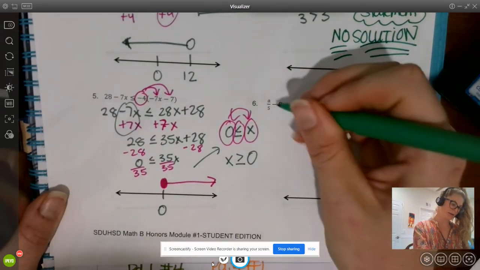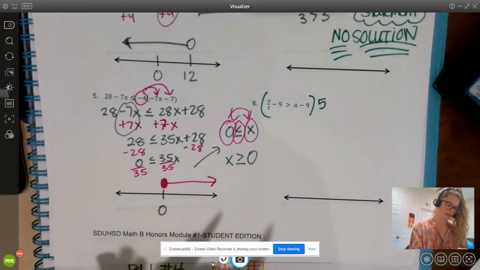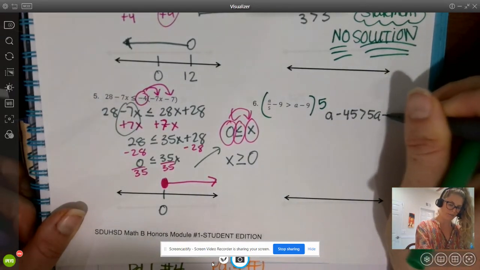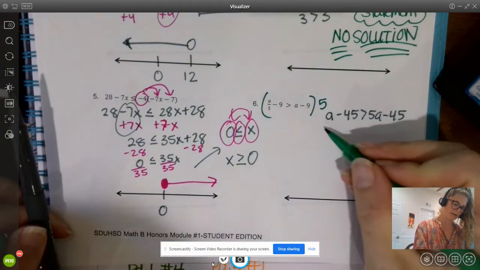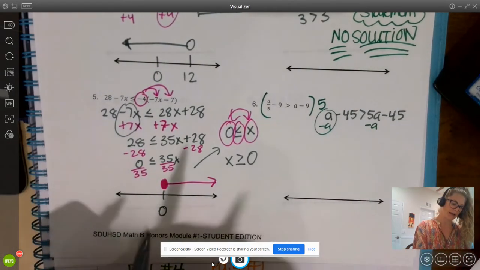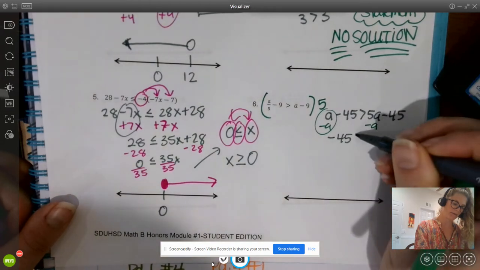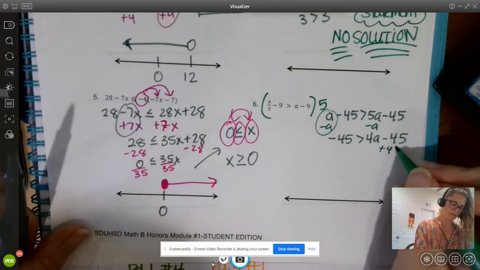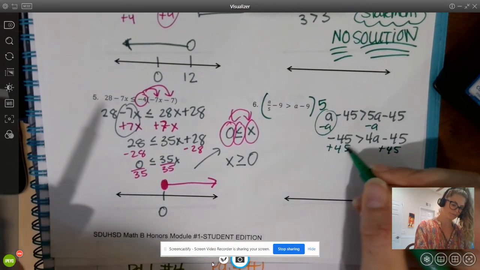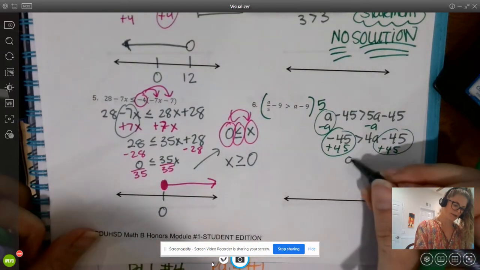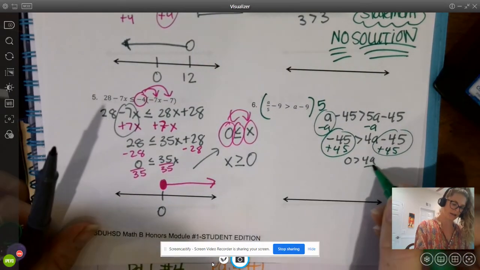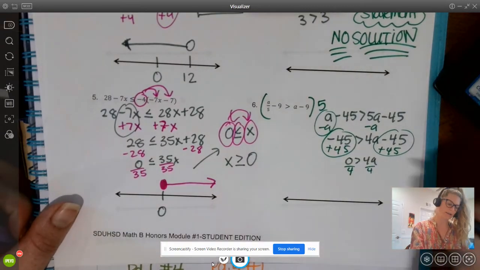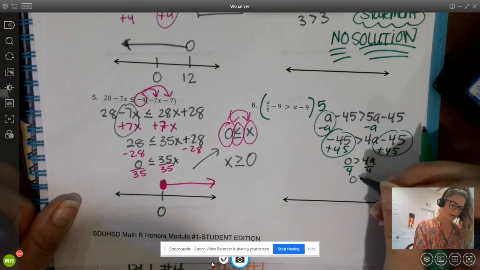Okay, this next one, I'm going to clear my fraction by multiplying everything by 5. When I do that, I get a minus 45 is greater than 5a minus 45. Finding the smaller variable, it's a. I'm going to subtract a from both sides. Careful with your negatives. This is a negative 45 is greater than 4a minus 45. Add 45 to both sides. I have 0 is greater than 4a. Divide both sides by 4 to undo multiplication. 0 divided by any non-zero number is 0.